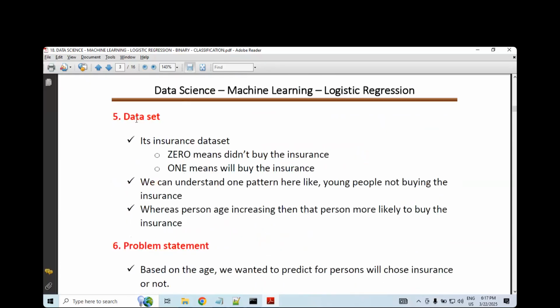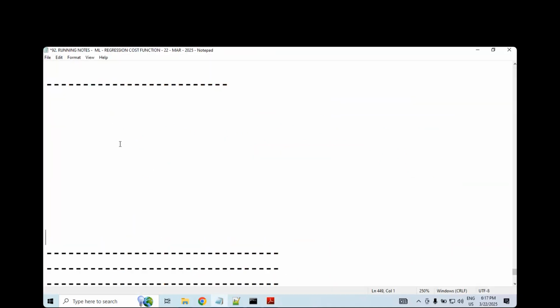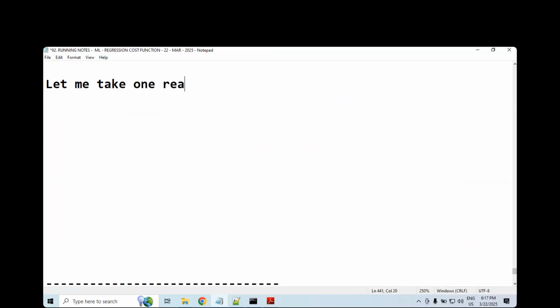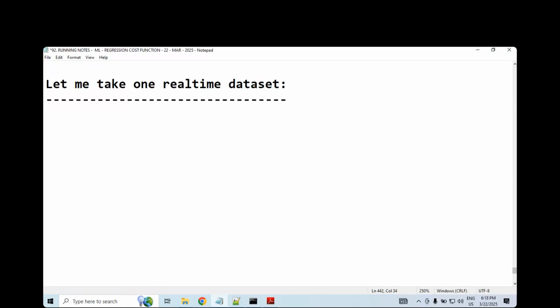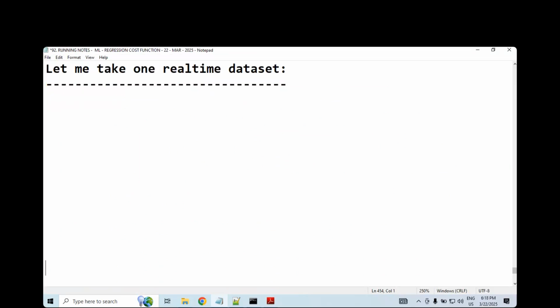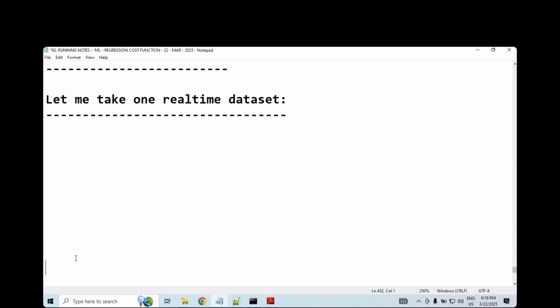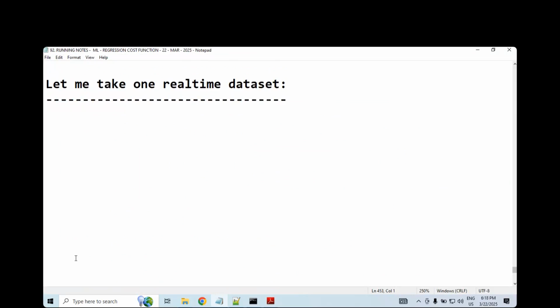Let me explain one real-time use case, and we'll get an idea. Let me take one small data set, one real-time data set. What is a data set? Make a note on this, sir.